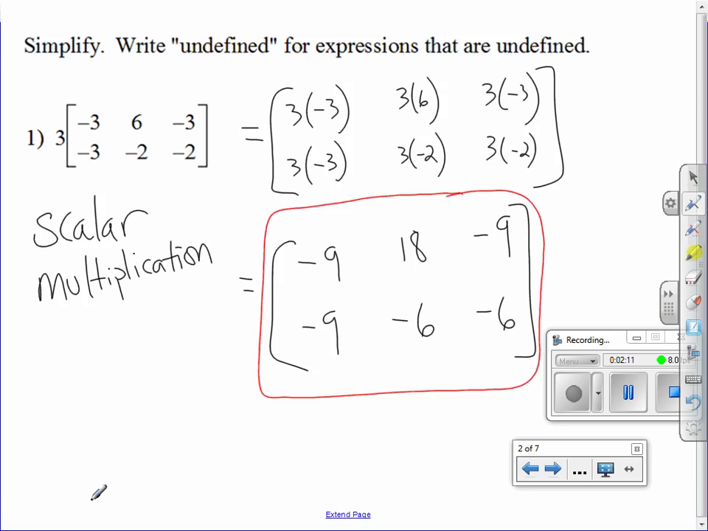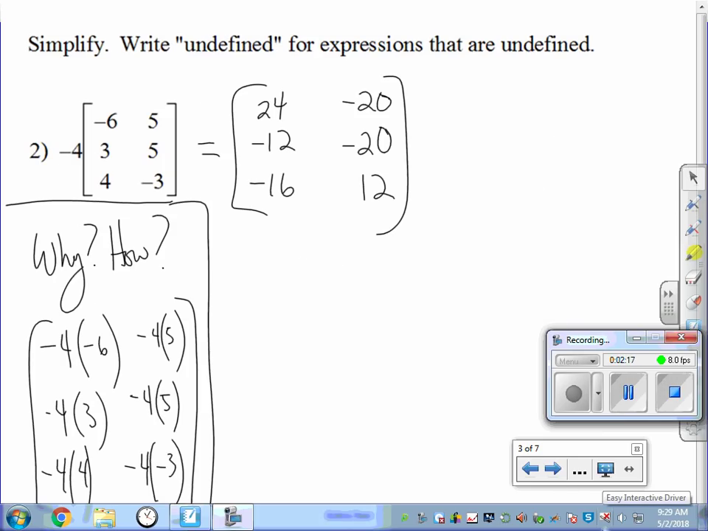All right, next example is for you. Pause the video, try it out. Okay, check it out. The answer that I got. First column, 24, negative 12, negative 16. Second column, negative 20, negative 20, 12. I hope you got the same thing. If you're wondering how or why I got what I got, I've shown the work as a sidebar. If you're still puzzled, call me over to your desk. I'll be glad to help you. But the main reason is we're just taking every number inside the matrix and multiplying it by the number on the outside.